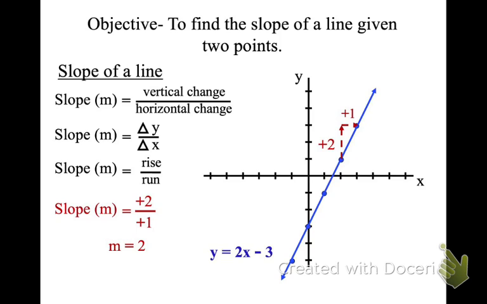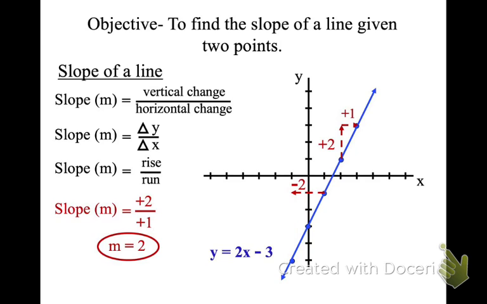Now, what is the relationship of that slope with our equation? Where do we see that? Hopefully, you're noticing the 2 right before the x. So we see the slope always precedes the x term. Whatever is in front of the x, that is your slope. Okay? The 2 is your slope. And it doesn't matter what 2 points you take.